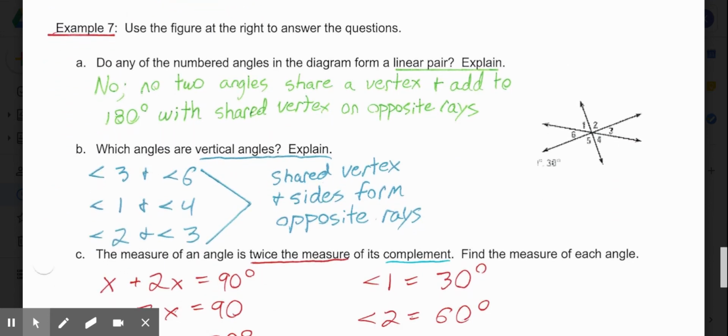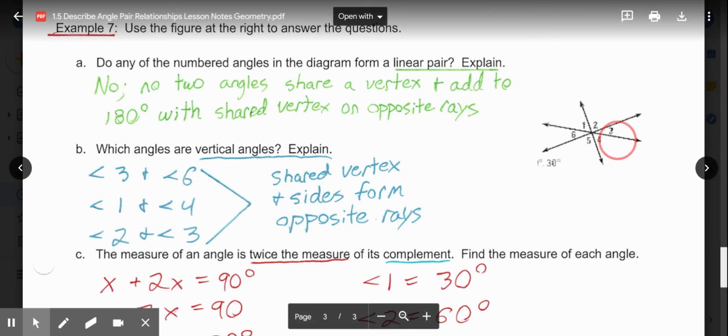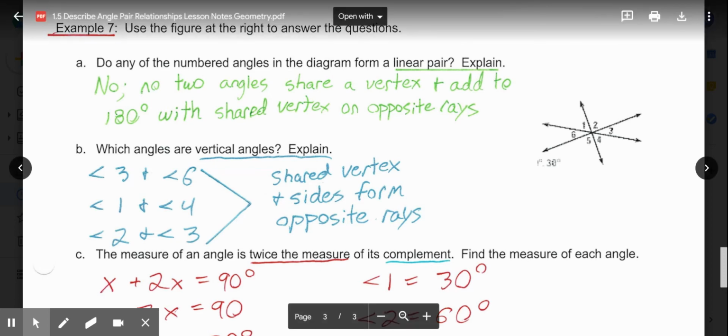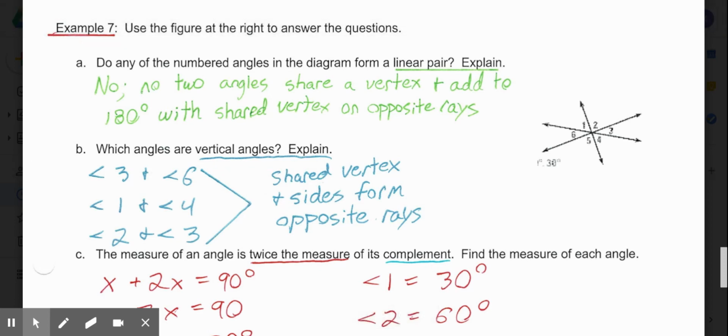Then example 7 says use the figure at the right to answer the questions. So we're looking at this figure here. So first, part A says, do any of the numbered angles in the diagram form a linear pair? Explain. So no, we do not have any linear pairs. No two angles share a vertex and add to be 180, with that shared vertex being on opposite rays.